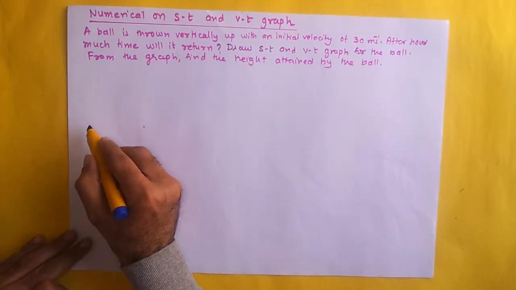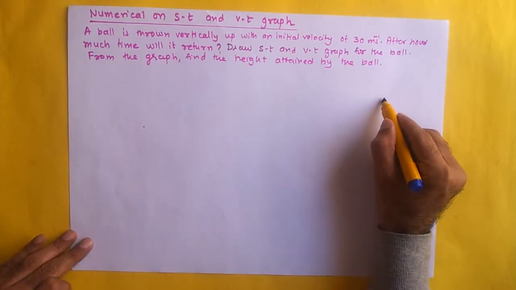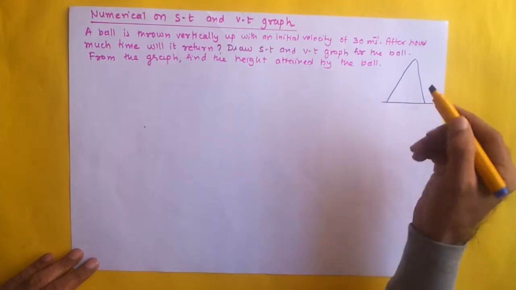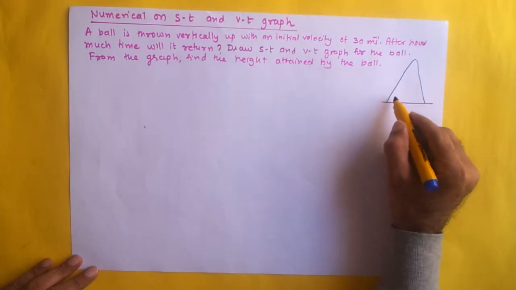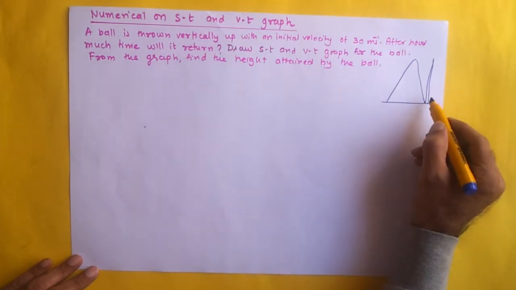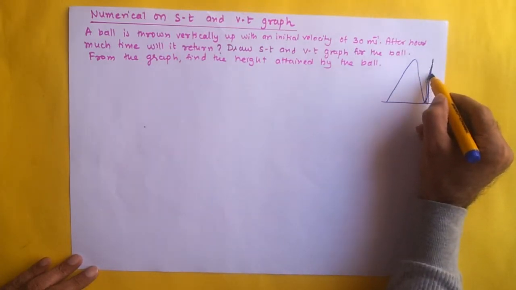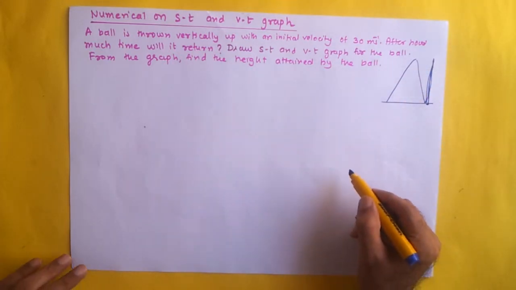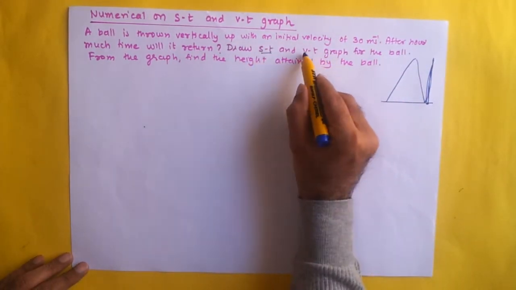So the journey of the ball is something like this. Right? If this is the ground, the ball goes up and then comes back. Or actually, what we should do is think in terms of the ball going straight up and coming down. So this is the way the ball is going up, and this is it's coming down. So how much time does it take for the ball to come down? And we expect it to plot the ST and the VT graph.